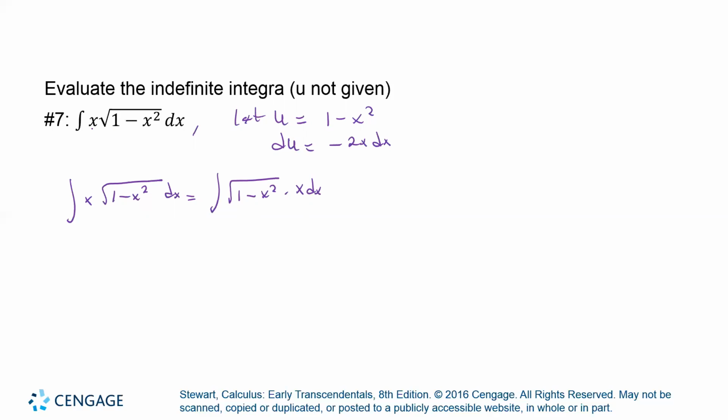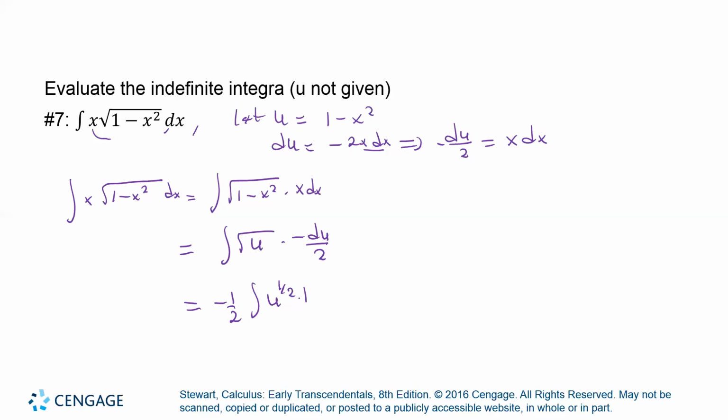So this x dx, you can put together so you know what we are looking for. So what does that mean? It means that du over minus 2 is equal to x dx. So then in terms of u, it will be the integral of the square root of u times minus du over 2. And that gives me minus 1/2 the integral of u raised to 1/2 times du.